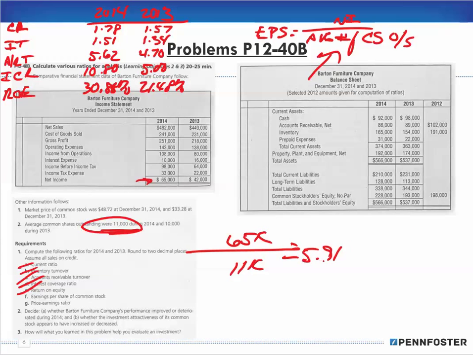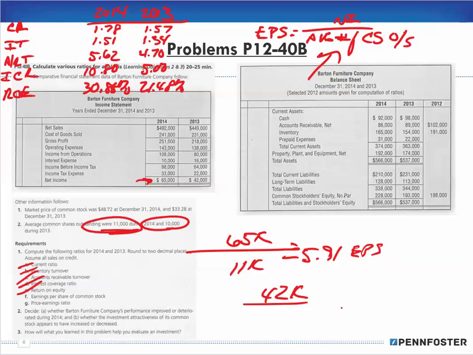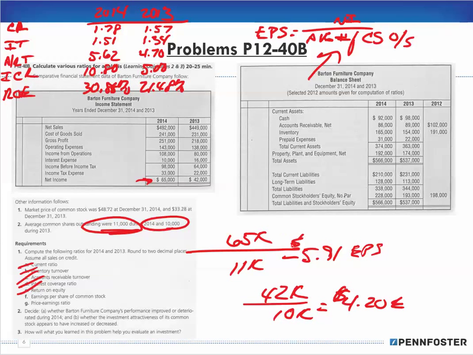And remember, this is not thousands, all right? This is earnings per share. And then for 2013, we're looking at 42,000 divided by the 10,000 shares for 2013, and that gives us $4.20 earnings per share. So my earnings per share is $5.91 and $4.20. Okay, so pause the video. I'm going to erase that.